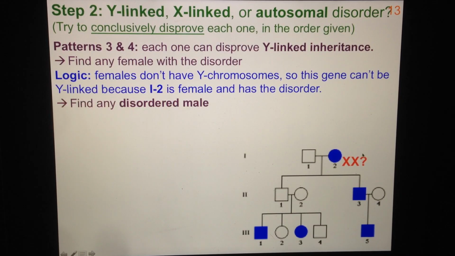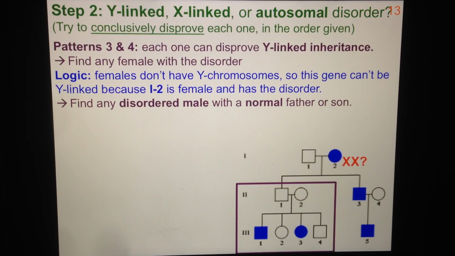Pattern 4 is if you find any disordered male. You find all the males that are shaded in, all the shaded-in squares, and see if the father is normal. If the father is normal, then you found pattern 4, or see if his son is normal. Anytime you find a disordered male with either a normal father or a normal son, then you found pattern 4. We find it here: a disordered male with a normal father. That won't be possible with Y-linked, so let's talk about how.